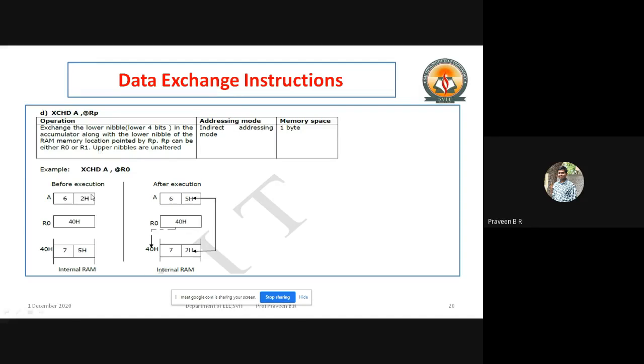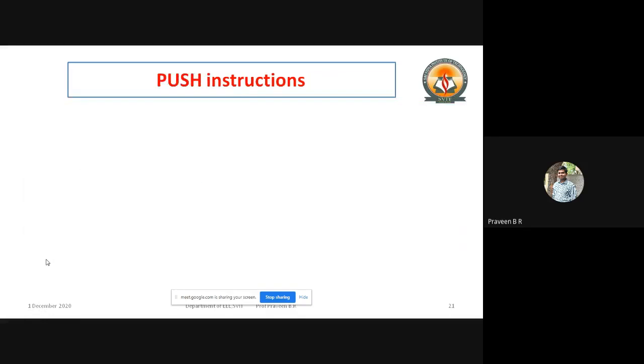Let me say I have XCHD A, @R0. R0 is specifying the 40H memory location. In the 40H memory location, I have 75H. 7 is called the higher nibble and 5 is called the lower nibble. In the accumulator, you have 62, where 6 is the higher nibble and 2 is the lower nibble. If I am exchanging 2 and 5 between the accumulator and 40H, then we call this the XCHD instruction. So this is with respect to the exchange instruction.